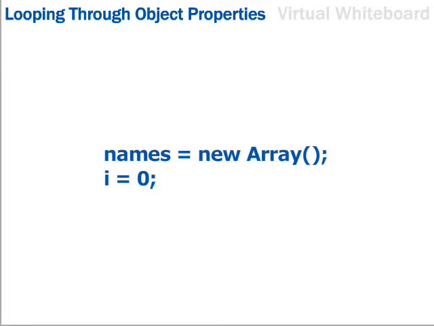To begin the script, you first need to initialize some variables. The names array will store the names the user enters. You don't know how many names will be entered, so you don't need to specify a dimension for the array. The i variable will be used as a counter in the loops.